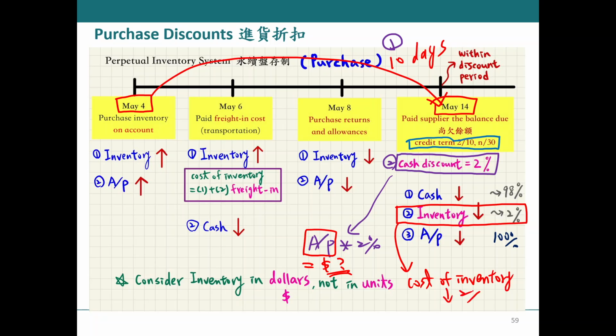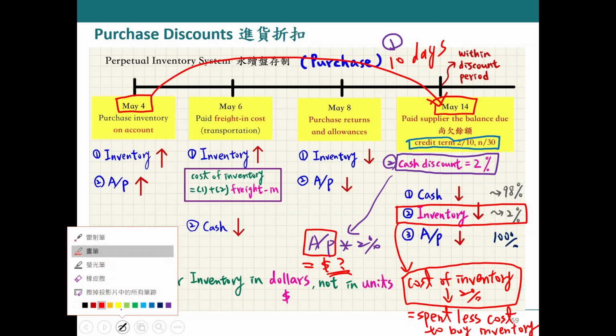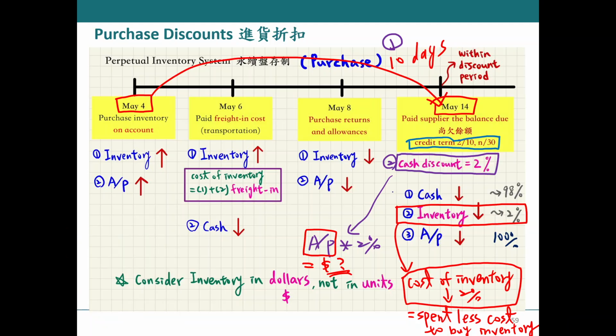Decrease 2%, okay? So it means you spent less money to buy inventory. So the third thing is we record the transactions. That's your third step.